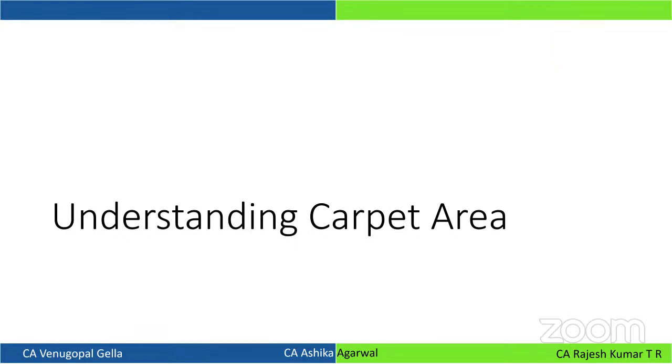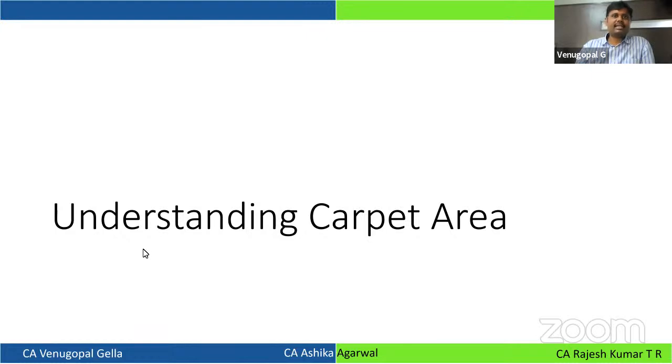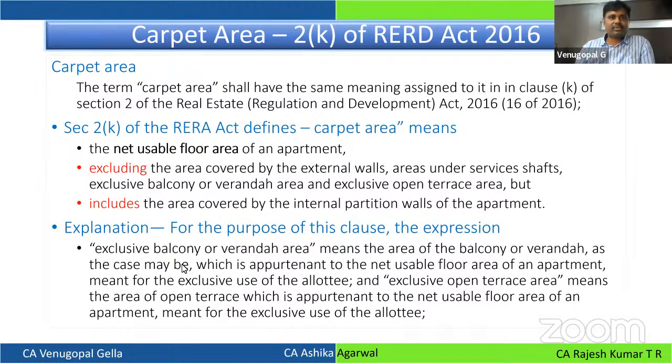Got it, sir. So now let us understand the basic definition of carpet area. Of course, I am not an expert on RERA, but the definition of carpet area under GST says it is whatever is defined in section 2(k) of the RERA Act. Now, when I go to the RERA Act, the definition of carpet area is the net usable floor area of an apartment. And an apartment is anything, even a single room is an apartment. So it is a very widely defined thing.